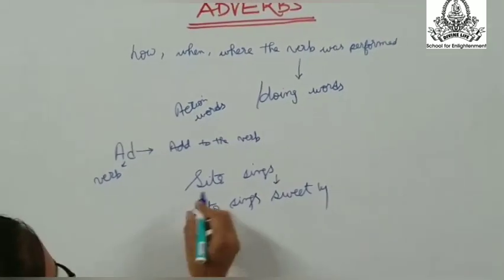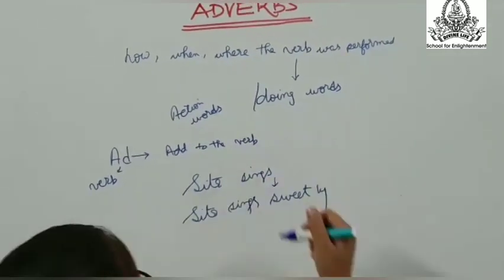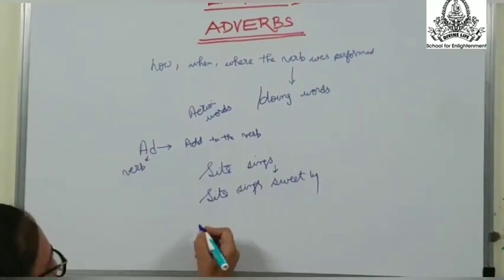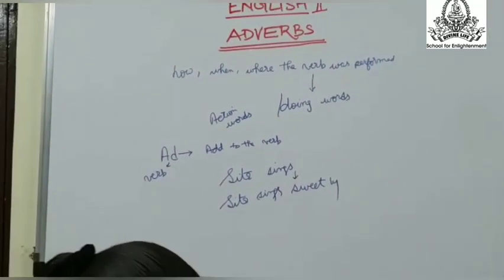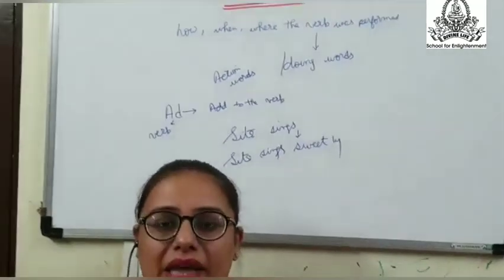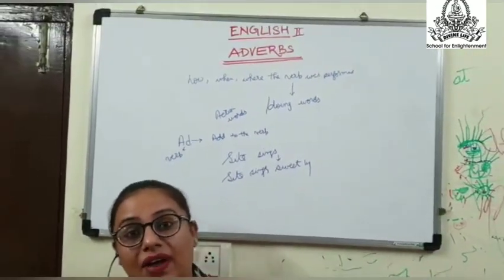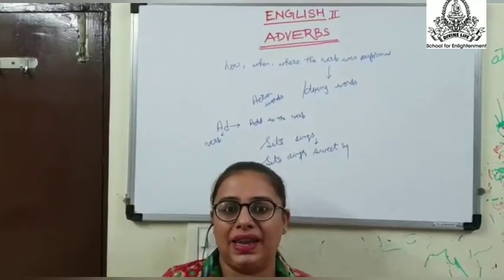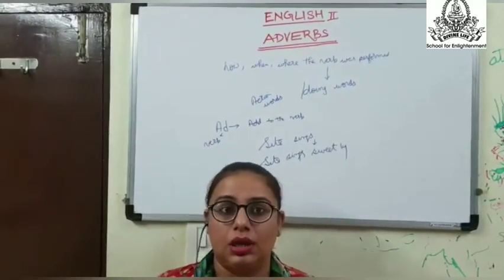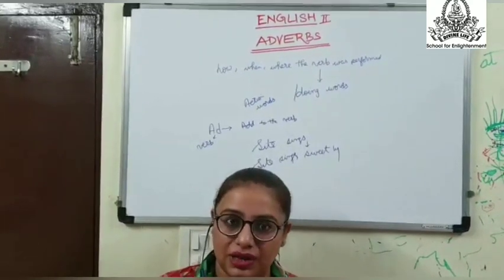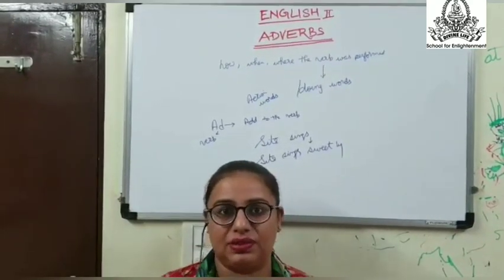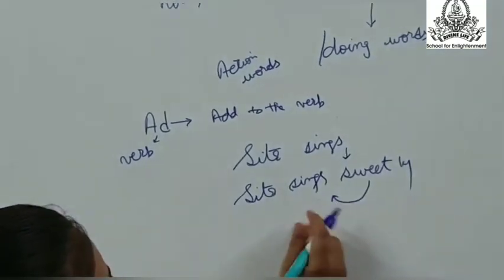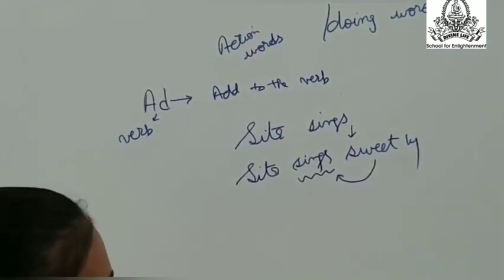So thus we get to know that adverbs are adding to the value of the verb. One thing we need to focus on here is that adverbs add value to the verb of the sentence. They do not add anything to the noun. Words that add to the value of nouns are known as adjectives. And here this word sweetly is adding to the verb sings.